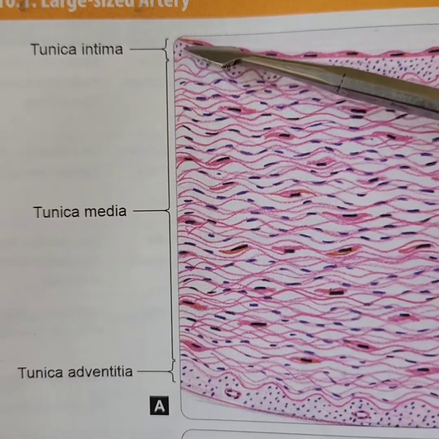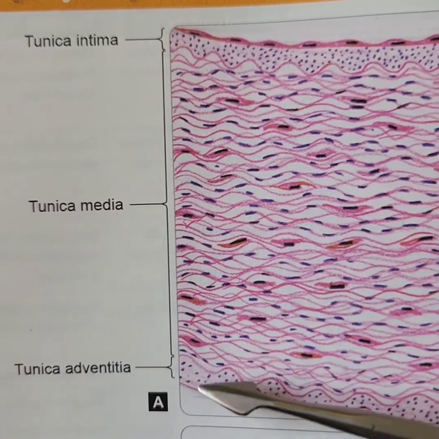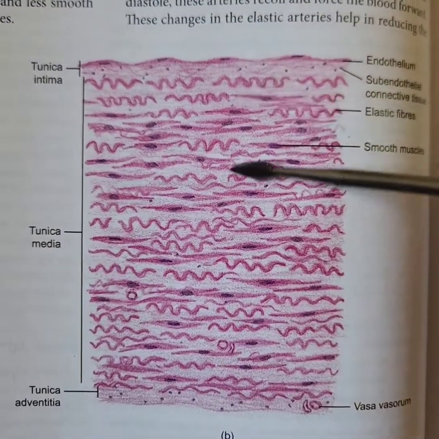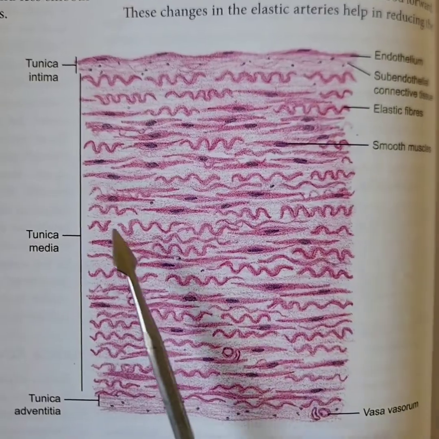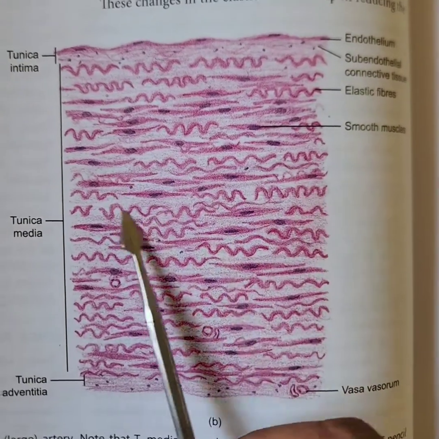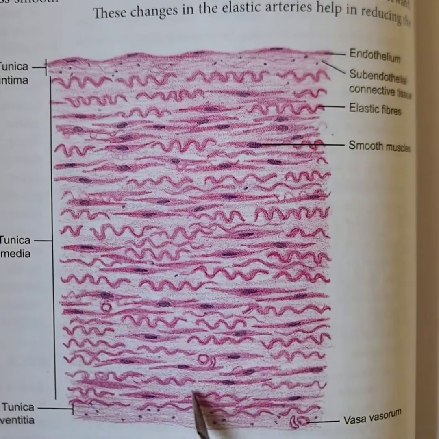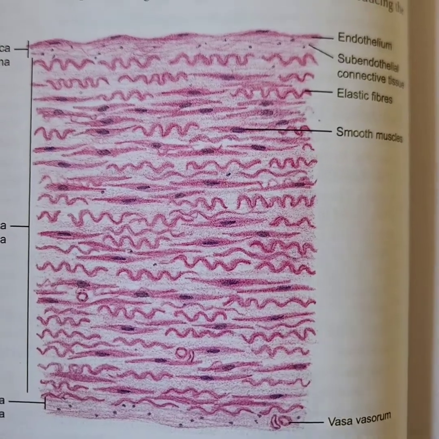This is intima with endothelium and subendothelial connective tissue, thick media and adventitia. In diagrammatic representation, tunica intima, thick media and adventitia. Thick media shows many elastic laminae which are discontinuously shown in wavy pattern, and in between them there are some smooth muscles. Tunica adventitia is thin and it has fibroelastic connective tissue with vasa vasorum.